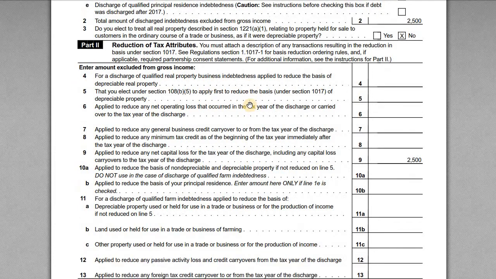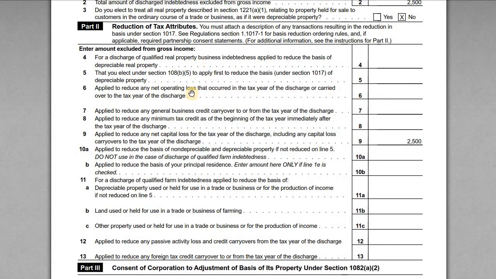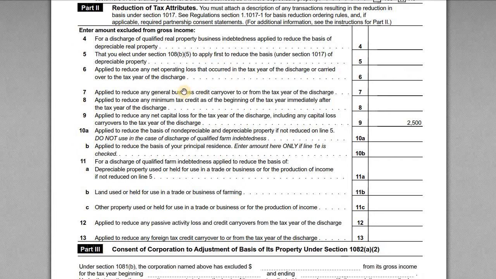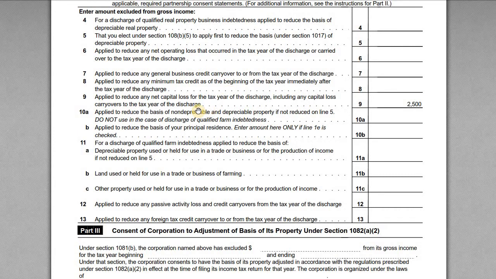In John's case here, none of these first ones apply. He doesn't own any real property. He doesn't have net operating loss carry-forwards. Those would apply if he was a business owner and he had some NOLs carried forward. He doesn't have any business credits. But what he does have here is some net capital loss carryovers.